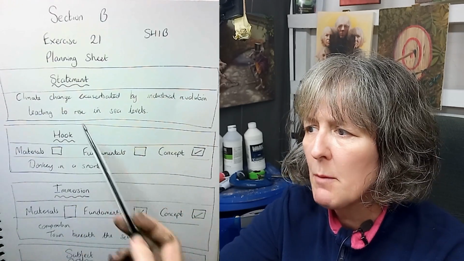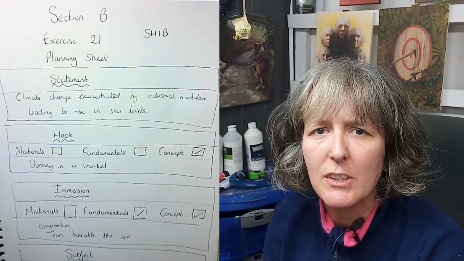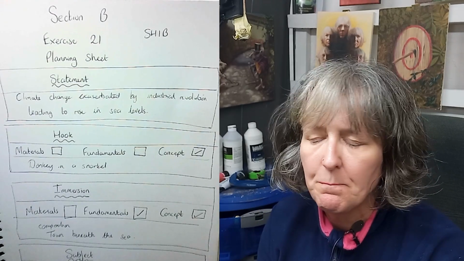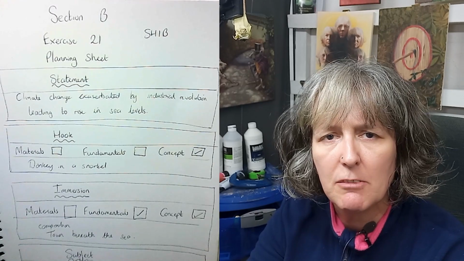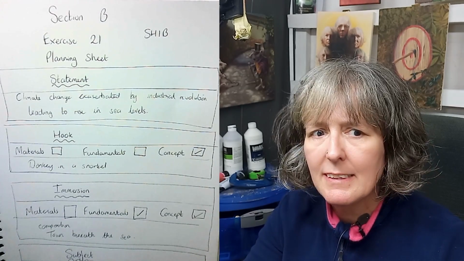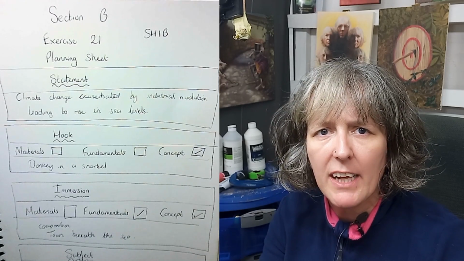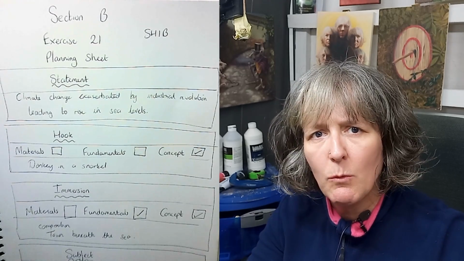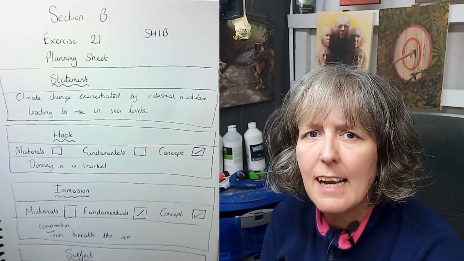The statement, climate change exacerbated by Industrial Revolution leading to the rising sea levels. That link may not be really obvious at first, but because this is going to be a series of paintings all looking at seaside towns that did experience huge growth with the railroads during the Industrial Revolution, hopefully that will make the whole series work better. That's the idea anyway.